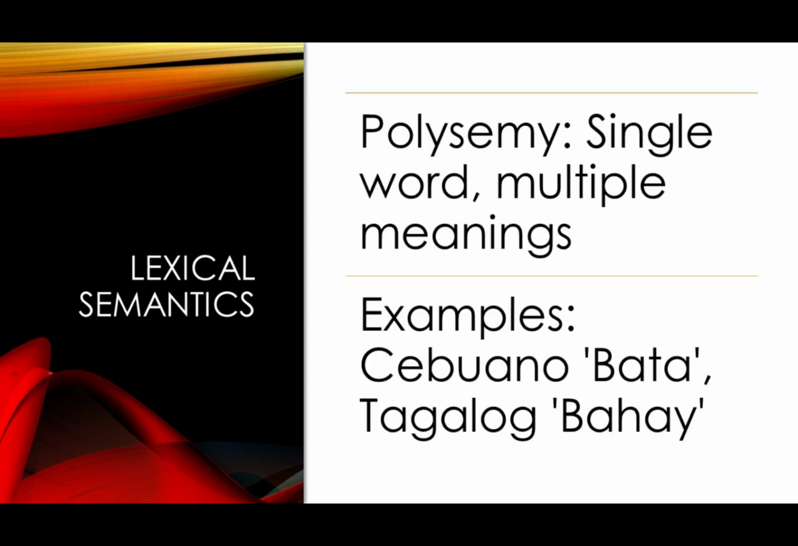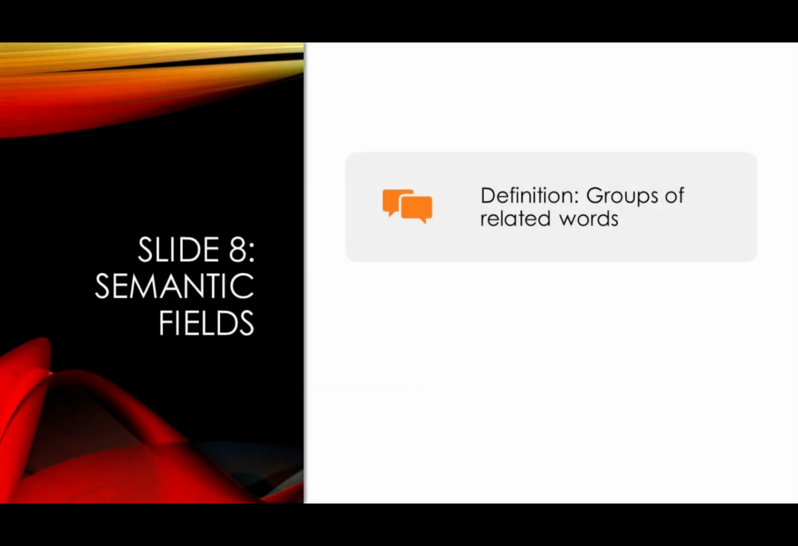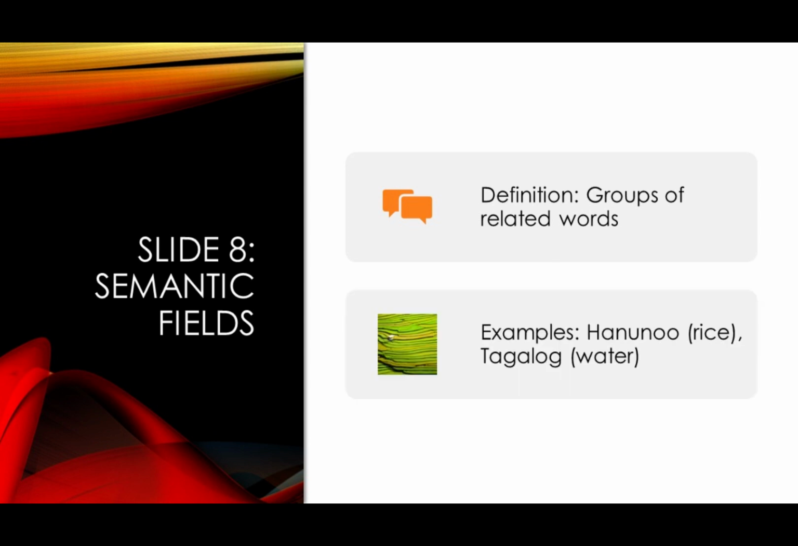Lexical semantics, which delves into word meanings and their structure, reveals interesting features like polysemy. In Cebuano, bata can mean child or clothes, while in Tagalog, bahay can mean both house and home, depending on the context. Semantic fields are groups of related words that reflect cultural and environmental factors. For instance, the Hanunuo language has many terms for different kinds of rice. Tagalog has diverse words related to water, showcasing the language's nuanced understanding of this phenomenon.